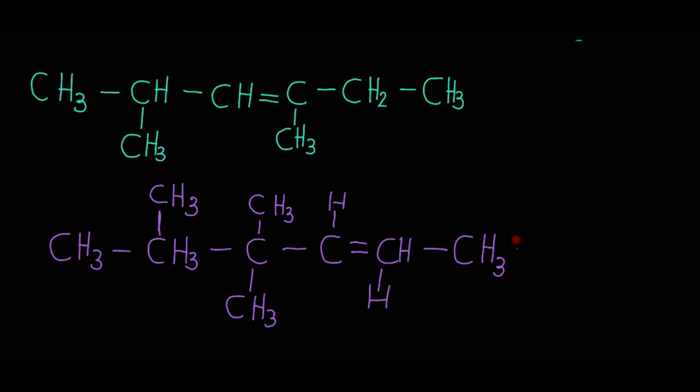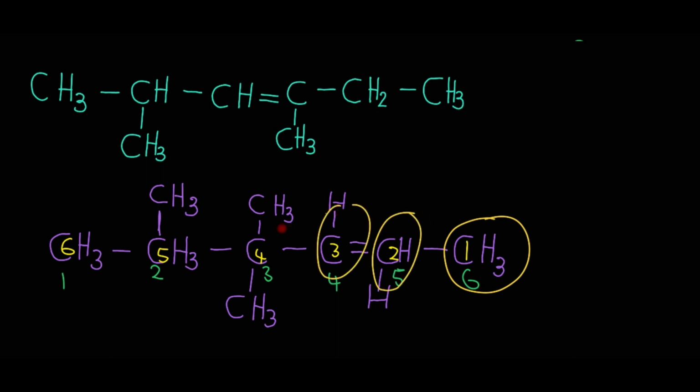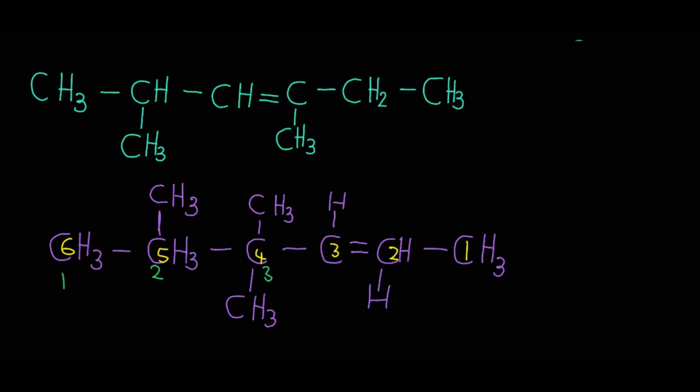First we identify the longest chain. 1, 2, 3, 4, 5, 6, and then 1, 2, 3, 4, 5, 6. You can see that our longest has 6 carbons, because even if we count this way, this is 1, 2, 3, 4, 5, 6. So we still have 6 carbons. But now what is important is that we identify where we have the double bond first, because the double bond is always priority.